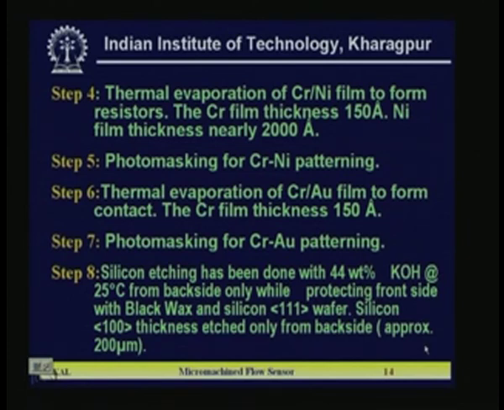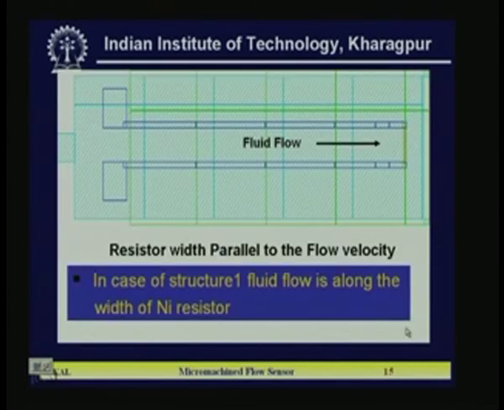Okay. Now, these are the fabrication steps, and this is the mask structure of the thin film anemometer. You see the bonding pad here, this is the gold line, and this is the resistor, nickel resistance here. Now, there are two kinds of design.